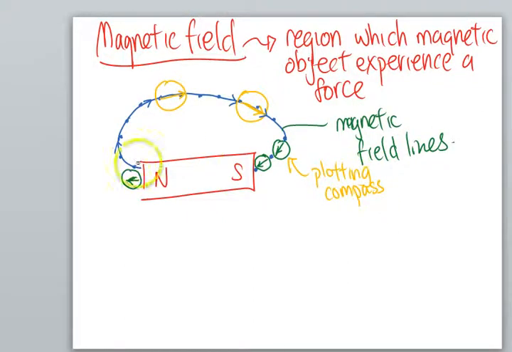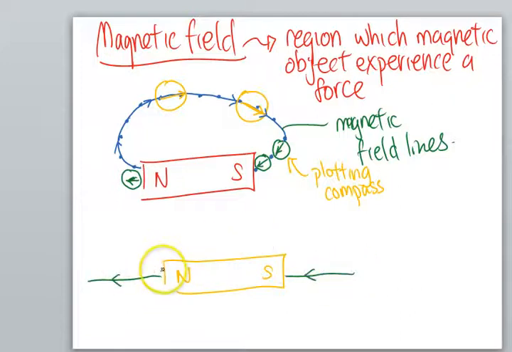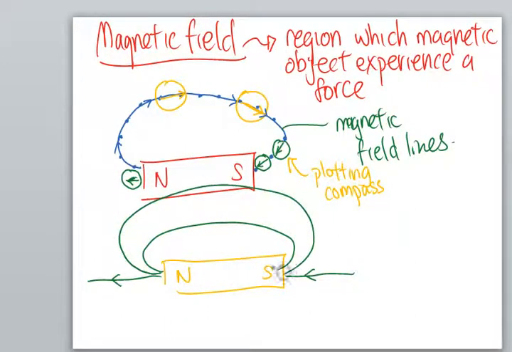Now, we know that a magnet has magnetic field lines. So for a single bar magnet, how do the magnetic field lines look? Your North Pole will be going out, the South Pole will be coming in. Then you'll see loops like this. Same thing at the bottom here, you'll see loops like this.